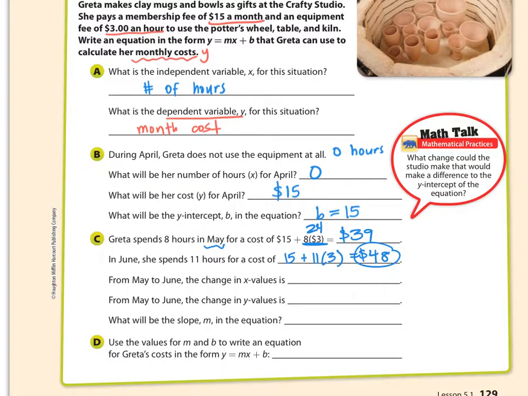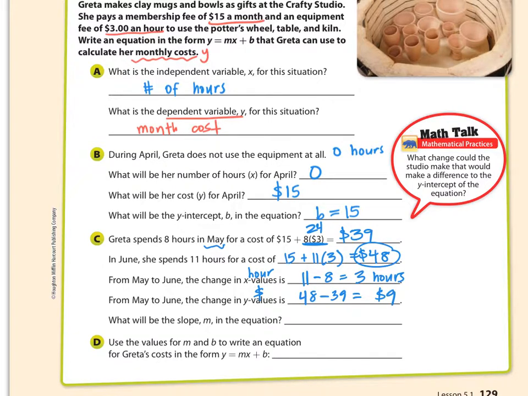From May to June, what's the change in the x values? The x, remember, is the hours. So she used 11 hours in June, and then in May, 8 hours. So 11 minus 8 means that the change was 3 hours. And then from May to June, the change in the y values is the cost. I'm going to put a dollar sign there. It went from $39 to $48. So 48 minus 39 is going to give us a change of $9.